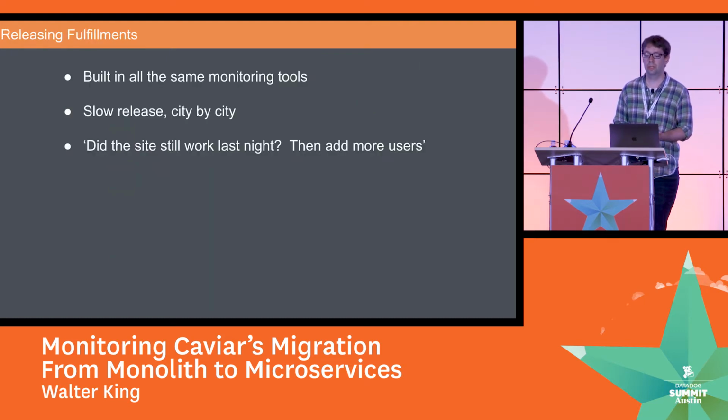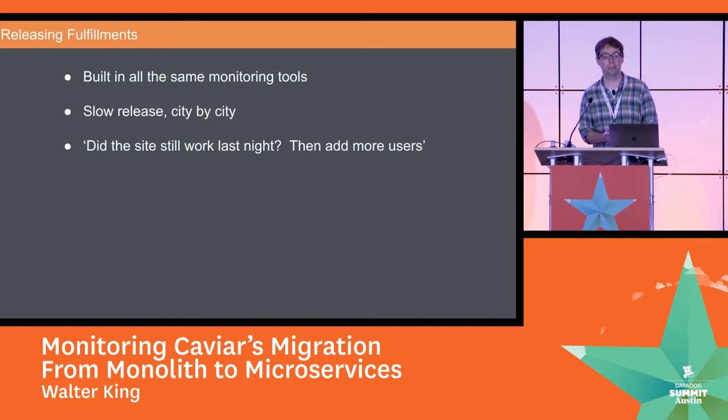So when we built it, we built all the same monitoring tools that we built into the deliver application. We wanted to do a slow city-by-city release. We were kind of worried because this was the core part of our service, assigning the deliveries. So we wanted to make sure it worked. And so what we would do is release into our smaller cities, come in the next day and say, great, the site didn't go down last night, let's add a new city.